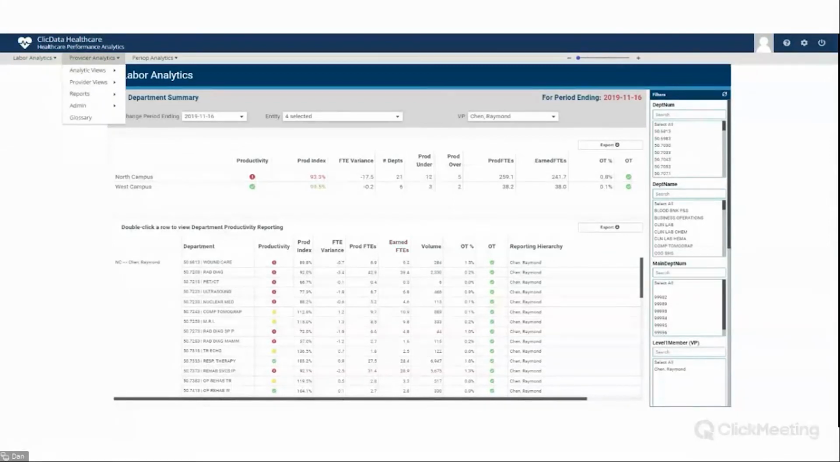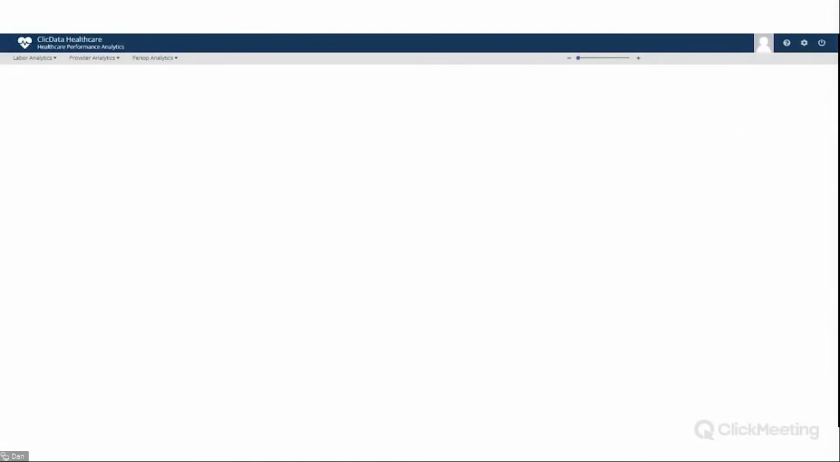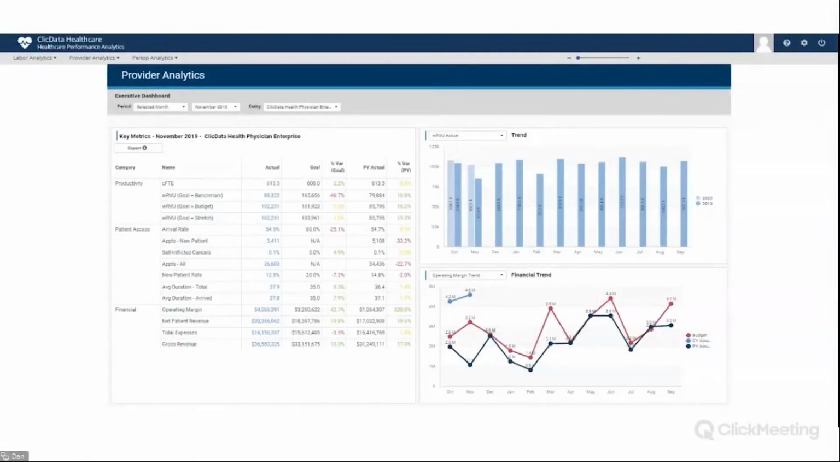We can conversely look at it from a provider analytics perspective, where we're looking at the performance of physicians. Productivity or performance for a physician has a different set of metrics, and how you measure that is different from how you would measure labor productivity. So there are different KPIs associated with that, and we talk about it in terms of work relative value units. What we're showing here is that they've done the work to determine the goal, the benchmark. That's where we want to be.